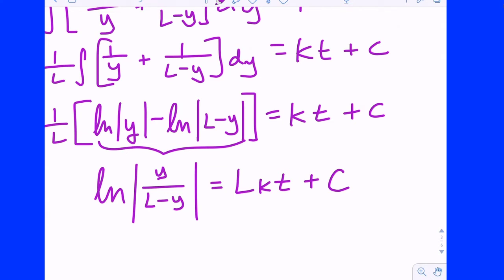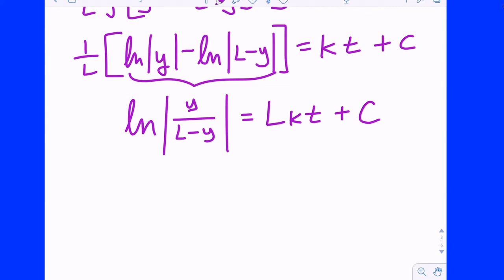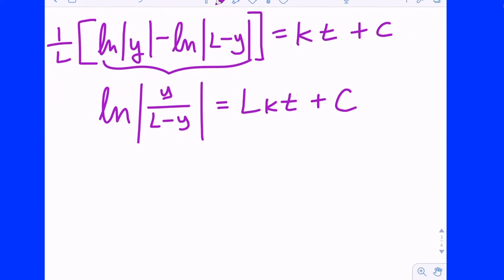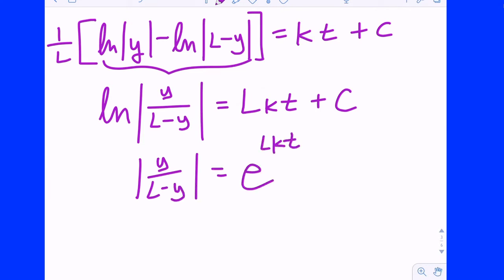In the process of solving for y, remember, C becomes ShamWow C. So it can absorb unknown constants that are added, subtracted, multiplied, divided, raised to its power, whatever. But once you solve for y and you're trying to find C, now it's locked in. You can't let it absorb anything. Okay, cool. How do we unnatural log it? E it. So we're going to have the absolute value of y over L minus y equals E to the LKT plus C.